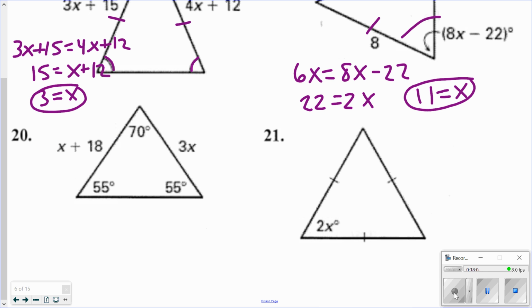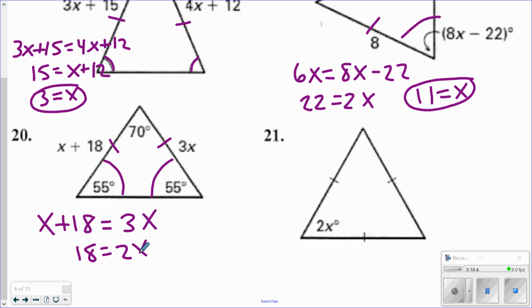For number 20, once again, I see that I have an isosceles triangle. How do I know that? Well, my base angles here are the same. So since the base angles are the same, I have an isosceles triangle. Therefore, these sides are the same. So I'm going to set these two equations equal to each other. So x plus 18 is equal to 3x, which means I'm going to subtract 1x from each side. So 18 is equal to 2x. So 9 is equal to x.